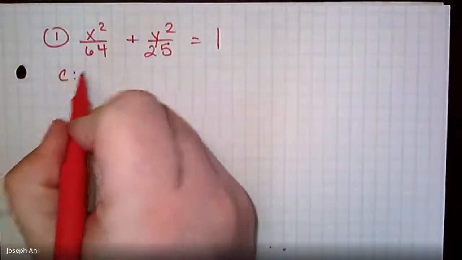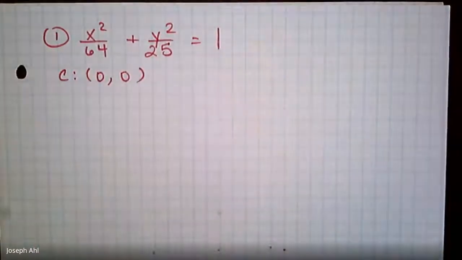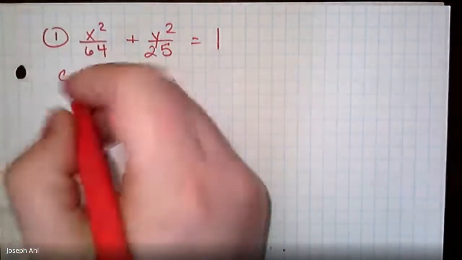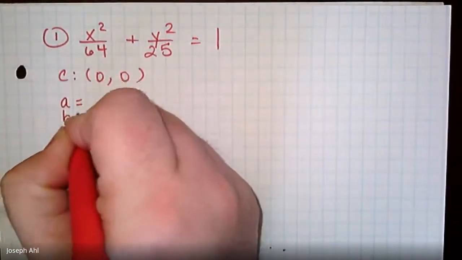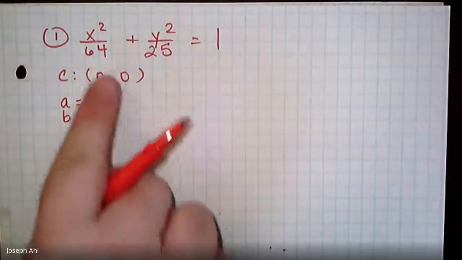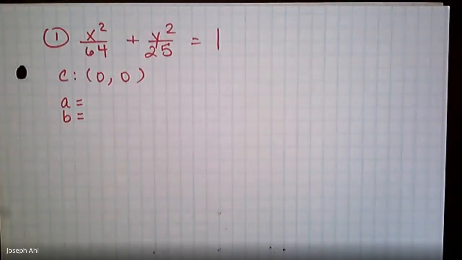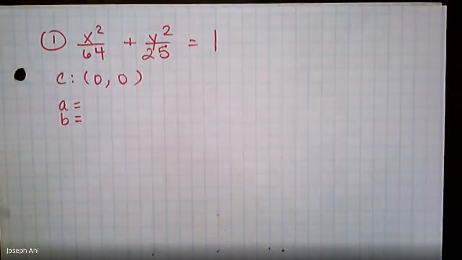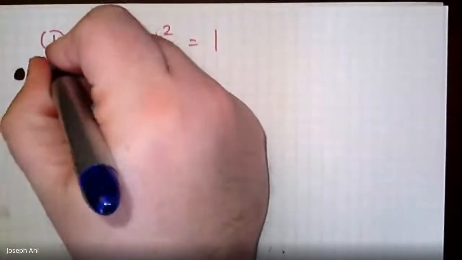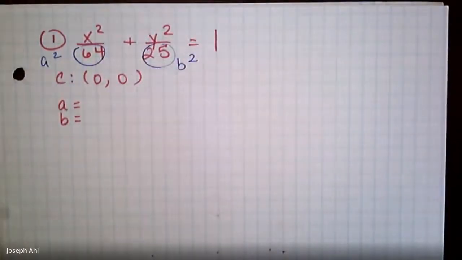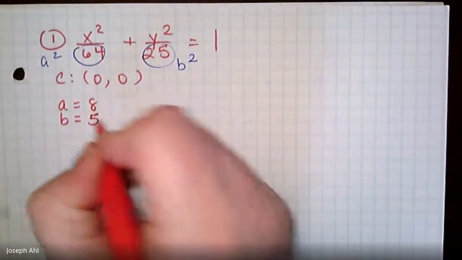Okay, just for consistency purposes, I'm going to write the center down today, even though we should probably know the center is always going to be the origin for now. The center in this one is (0, 0). The next thing I like to identify are the values of a and b. So remember, the numbers underneath here are representative of a squared and b squared. And remember that the larger number is the one that I'm looking at for a squared. So this right here is my a squared currently, and then this is my b squared. So based on that, I now know that a is 8 and b is 5.